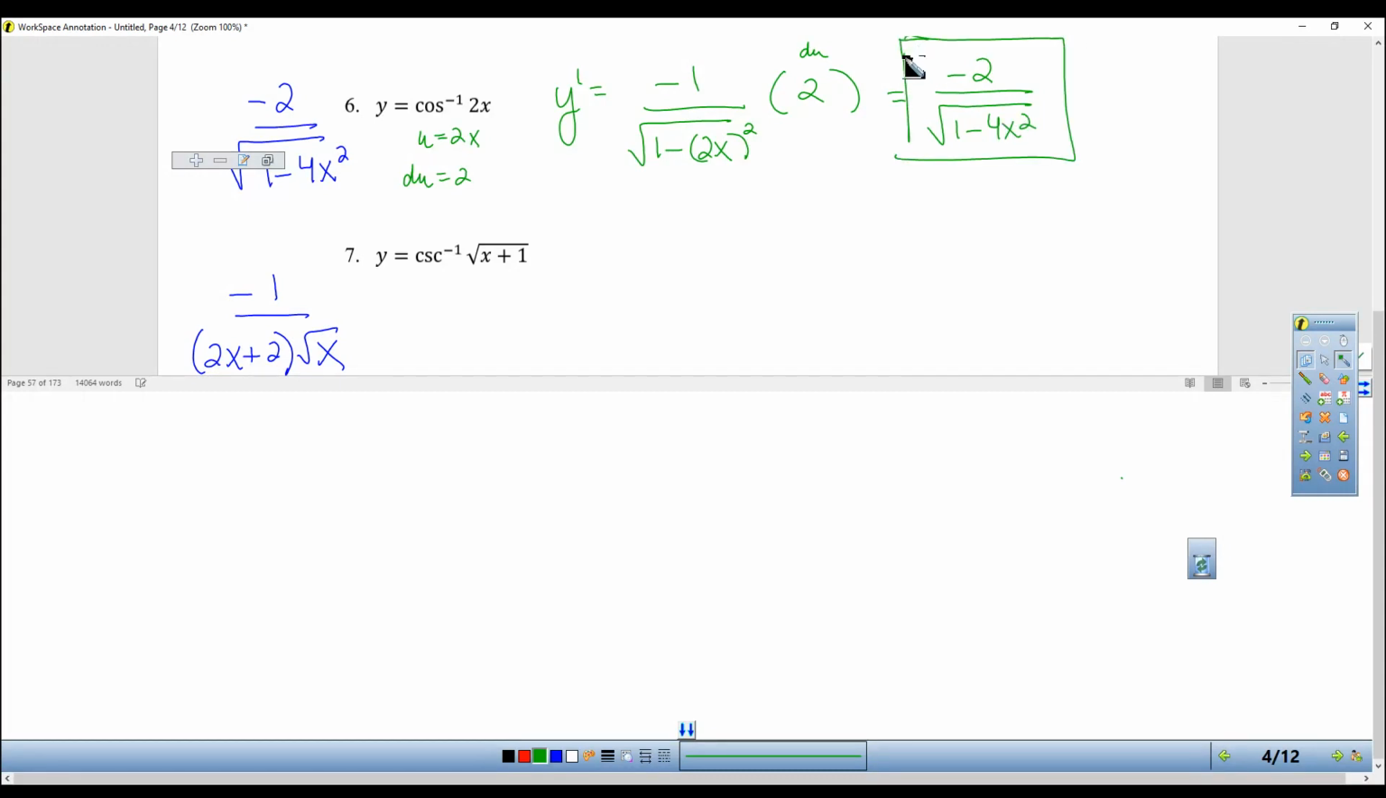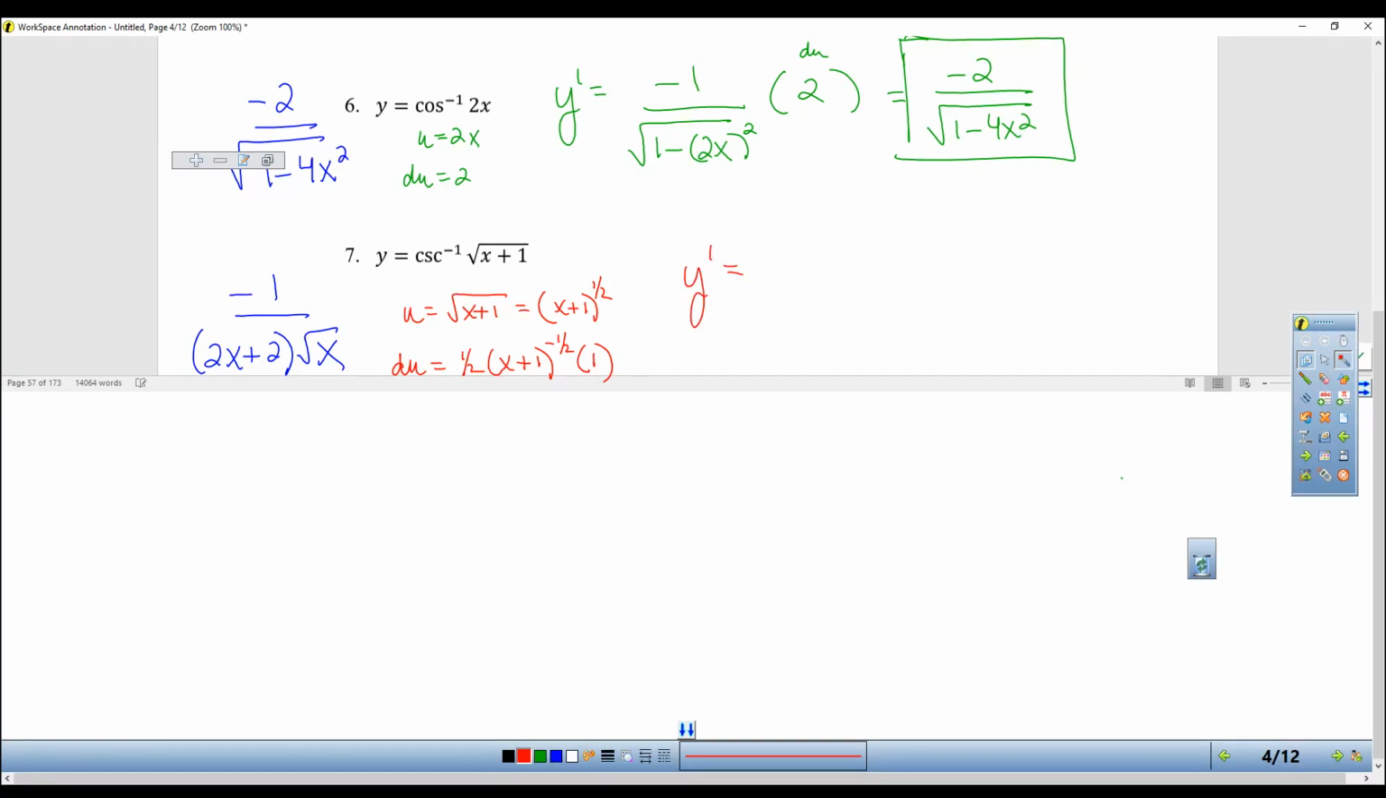Again, you do not have to rationalize the denominator in calculus. It's a little benefit. All right, our first cosecant one. I'm always going to write my u first, especially when it's this complicated. I'm going to change it to x plus 1 to the 1/2. And my du is going to be 1/2 x plus 1 to the negative 1/2 times the derivative of the inside, which is 1. Doing your u and your du first will really help you.